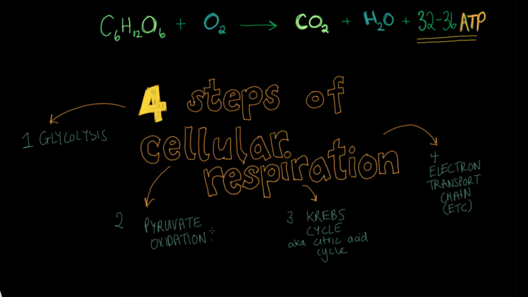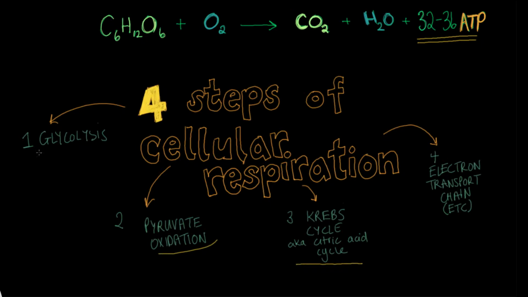Now in pyruvate oxidation, what we do is make high energy electron carriers, just a few. And then the Krebs cycle, what happens now is that the products of pyruvate oxidation are going to go into the Krebs cycle, and we're going to fully oxidize what's left over of glucose. Now, oxidation means a loss of electrons. We'll explain that as we go through this video.